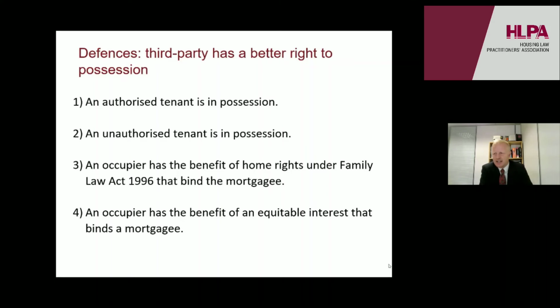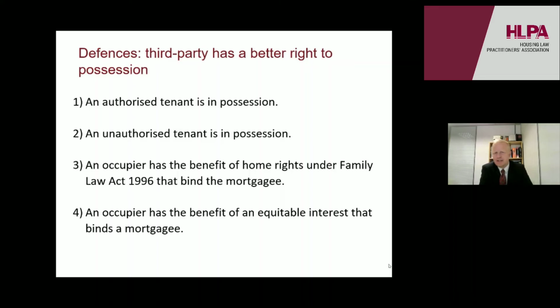It's only likely for you to have a decent defence if you are a tenant of a borrower who has subsequently remortgaged. So, for example, the borrower grants a tenancy to a tenant of the property and then takes out their second charge against the property. The holder of the second charge, the mortgagee of the second charge, will not have a right of possession against the tenant that was already in situ.